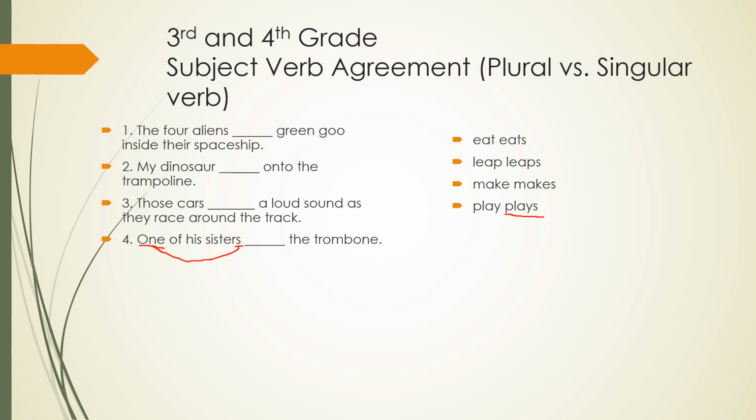So one sister plays the trombone, but we have to use S because of the possessive on his. So that's why it's a little confusing. This is actually talking about one person. So because it's one person, we use plays. Plays, okay? Sorry, that one was a little hard.